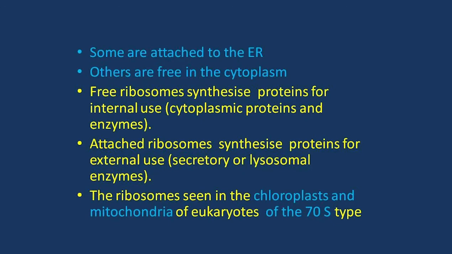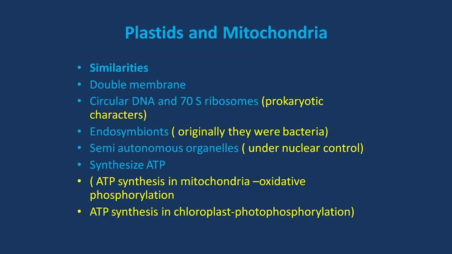Some of the ribosomes are attached to the endoplasmic reticulum, others are free in the cytoplasm. The free ribosomes synthesize proteins for internal use, cytoplasmic proteins and enzymes. Those which are attached to the endoplasmic reticulum synthesize proteins for external use, for example, secretory or lysosomal enzymes. The ribosomes which are seen in chloroplast and mitochondria of eukaryotes are of the 70S type, which is similar to the ribosomes found in prokaryotes.